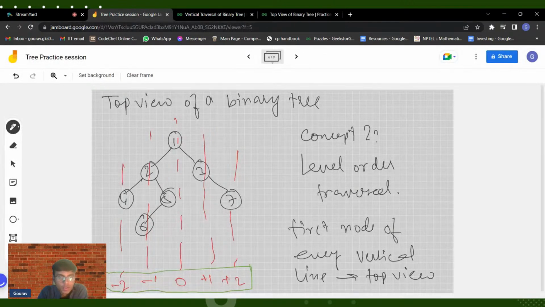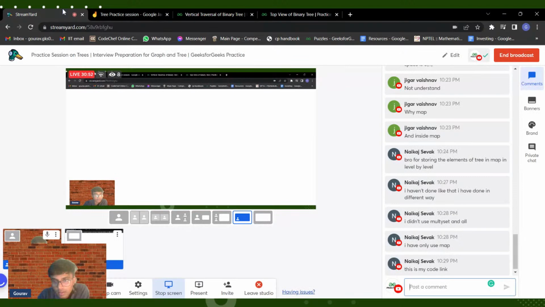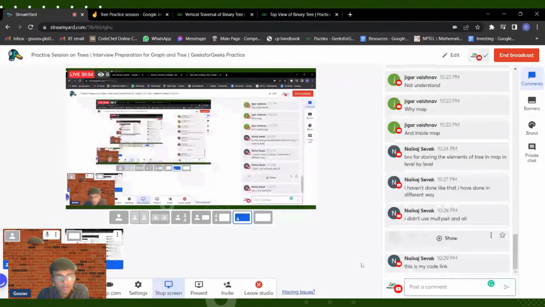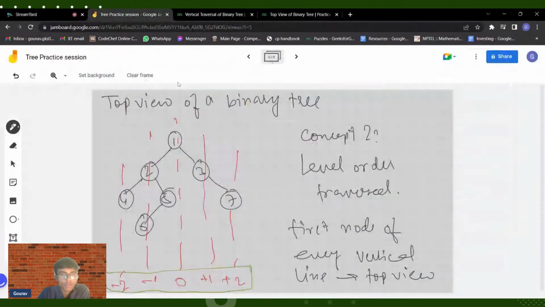Yeah. So let's discuss the top view of binary tree first. Naika, you are giving your code link. That's great, Naika. I'm checking that out. Okay. So let's see the top view of a binary tree.